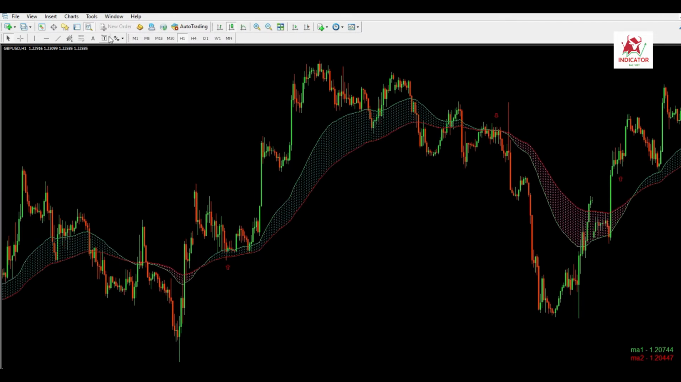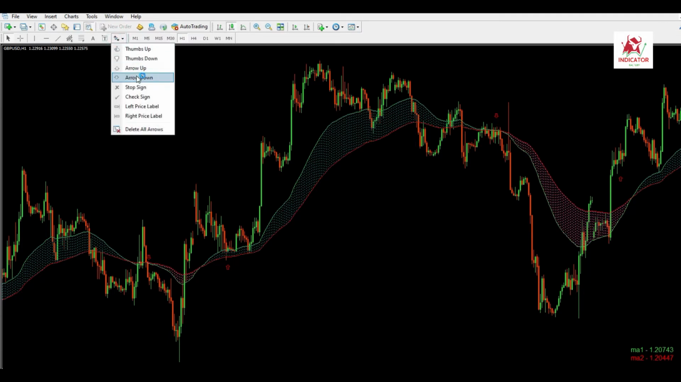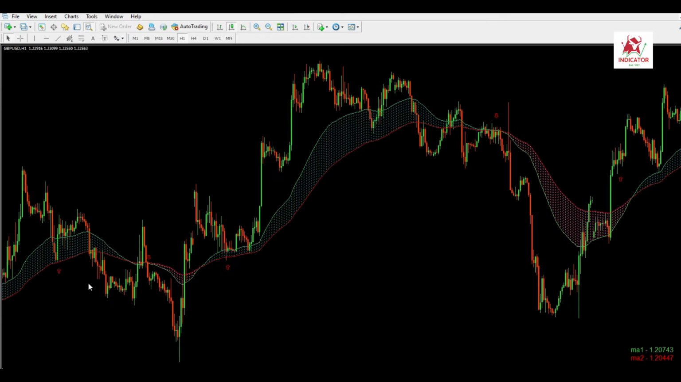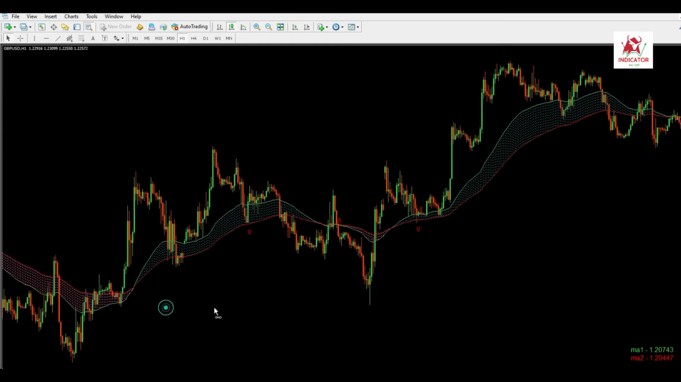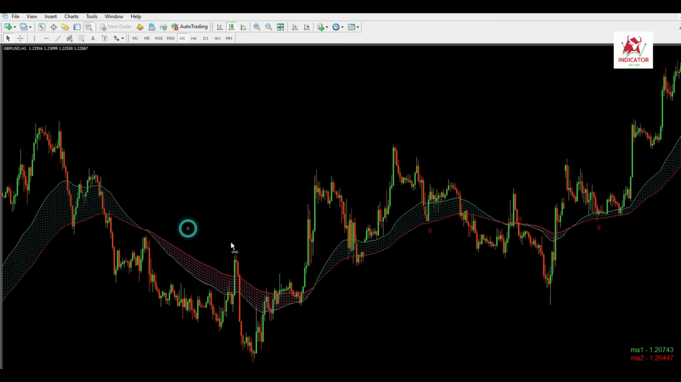MA1 shift. The shift allows you to move the moving average a few bars into the future. This is the same function as the shift you will find when using a regular moving average indicator. MA2 shift. The shift for MA2 sets the shift of the second moving average.